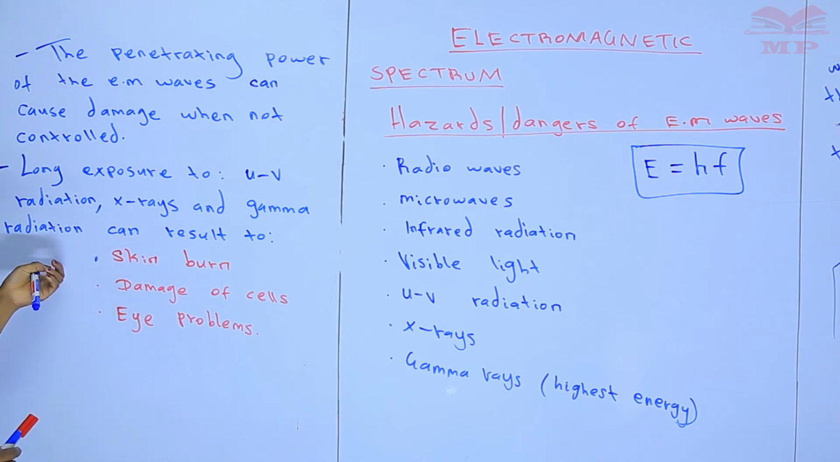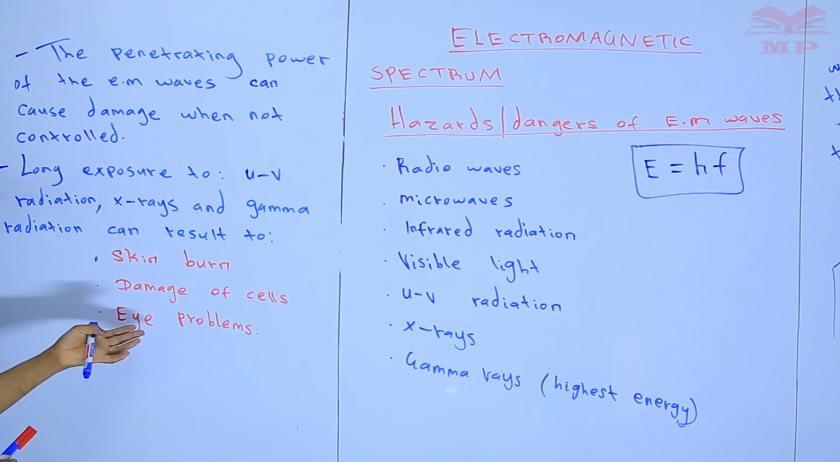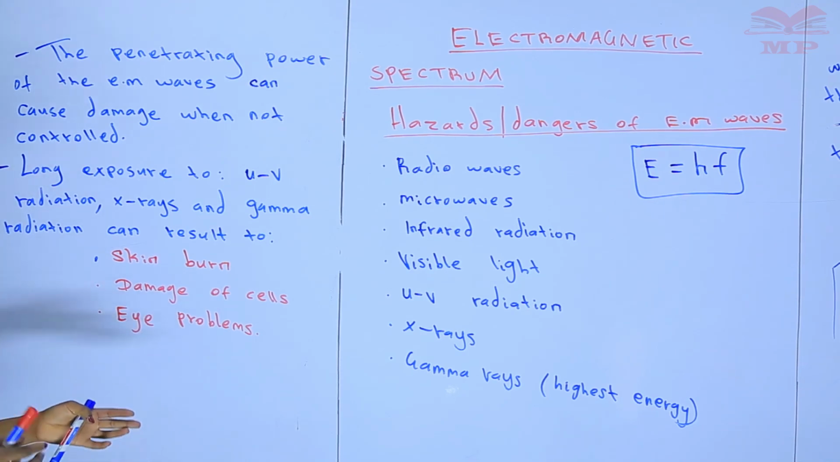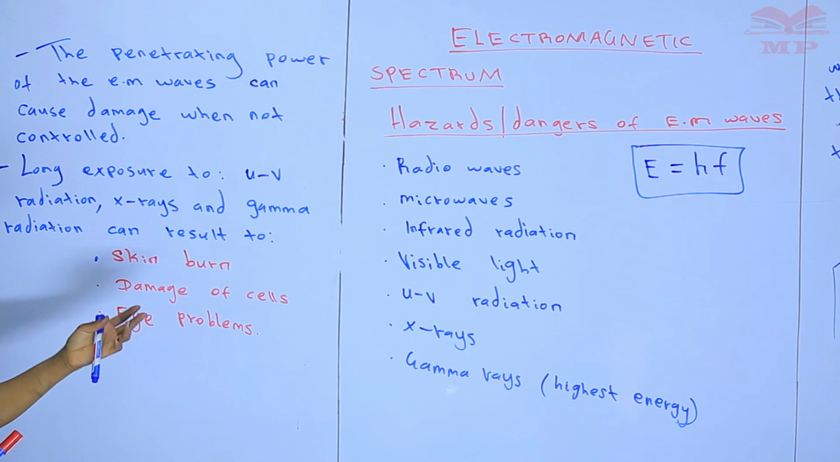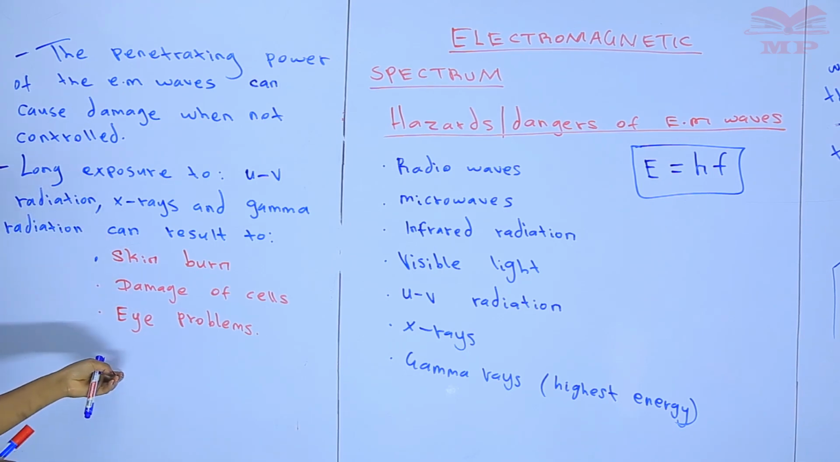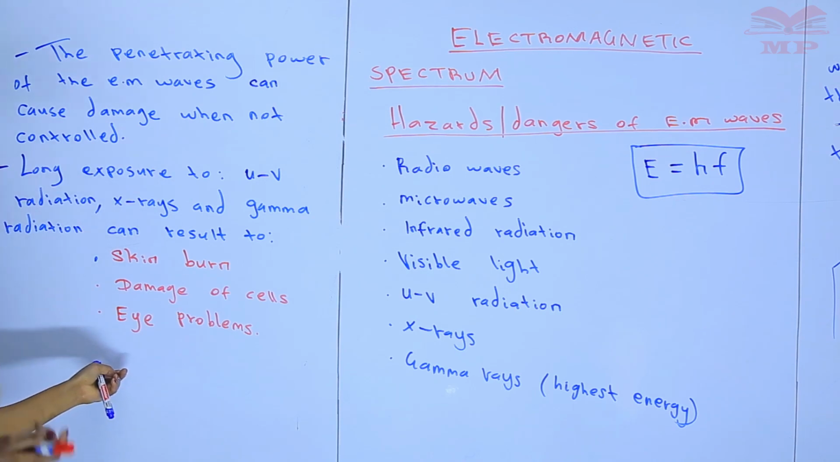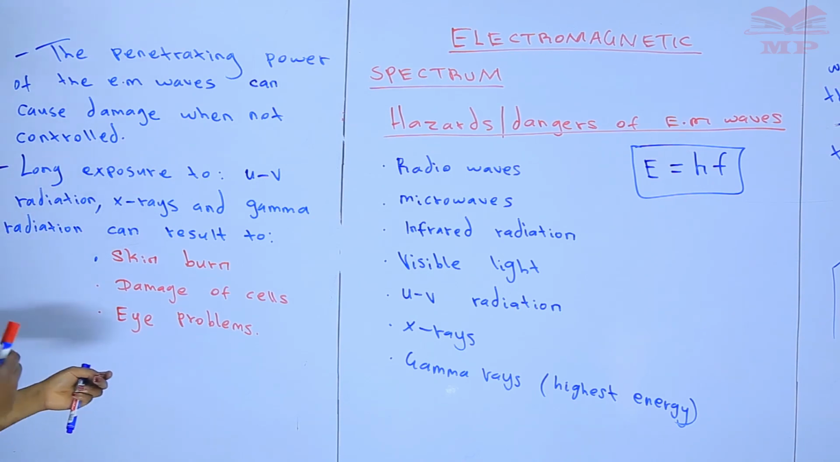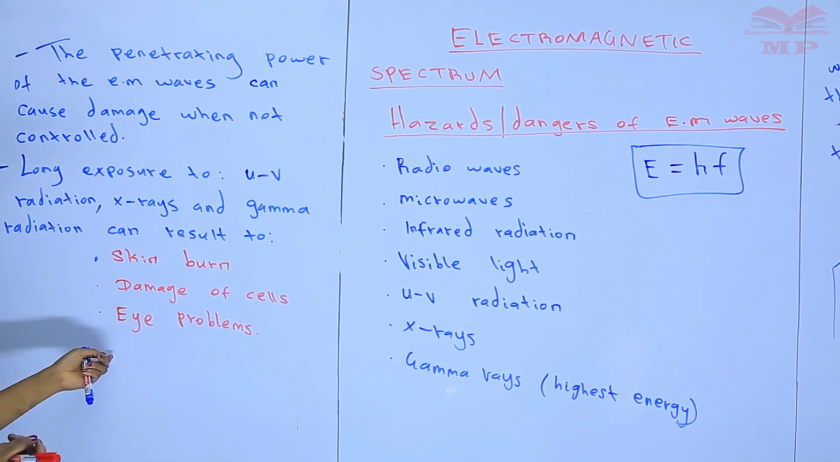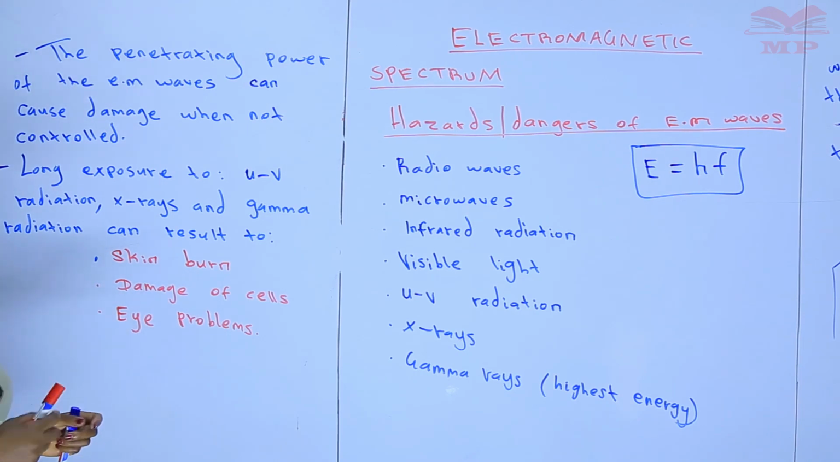They can lead to skin burn. They can cause the damage of the cells, eye problems. And if you continue exposing your body to these electromagnetic waves, it can even graduate and cause what we call cancer. It can also lead to leukemia, and it can also lead to hereditary defects in children.